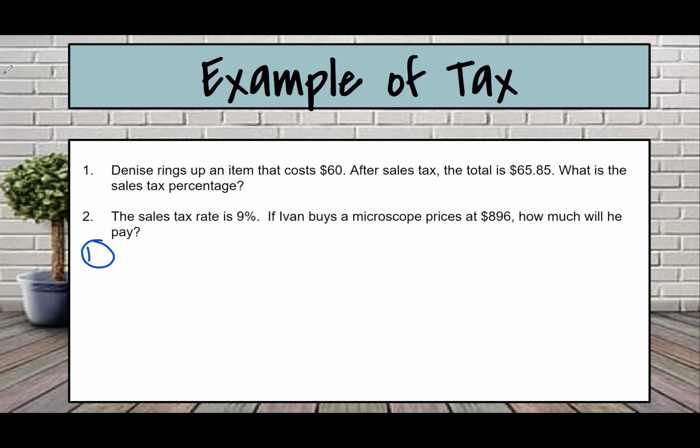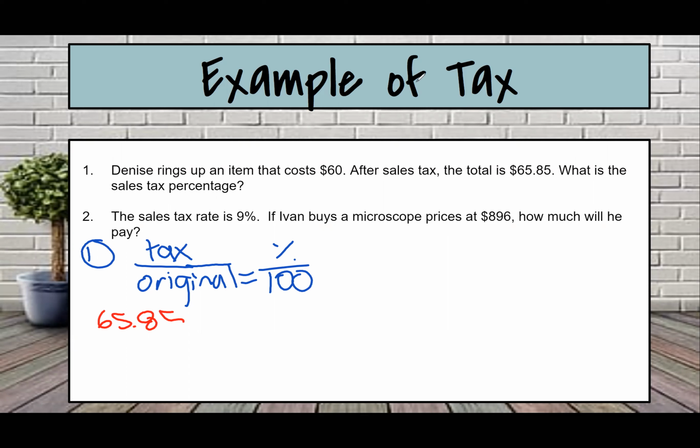So we have to set it up using the proportion that we learned on the slide before. So we'll have tax over original equals percent over 100. So in this, when it says tax right here, we're going to have to take the total, which is 65.85, and subtract out the $60 because that will give us the actual tax amount. Our original is the $60. We are looking for the percent, so we'll do X for that, and then we will have that over 100.